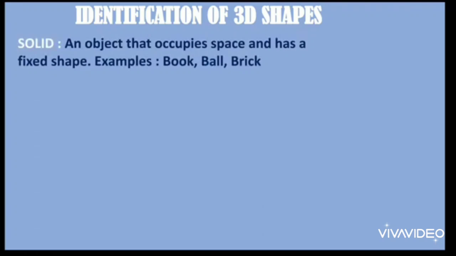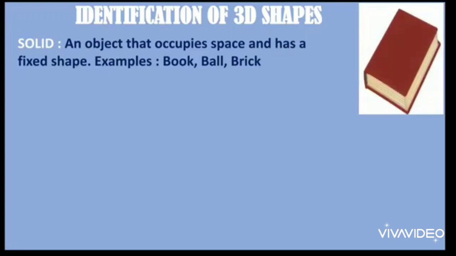Very good morning, students. So we are going to start with chapter 18, recognition of solids. What is a solid? An object that occupies space and has a fixed shape. Take an example of a book. The book has a particular shape and it also occupies space. Therefore, a book is considered a solid object.